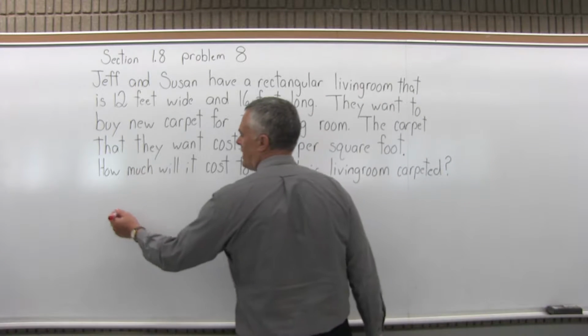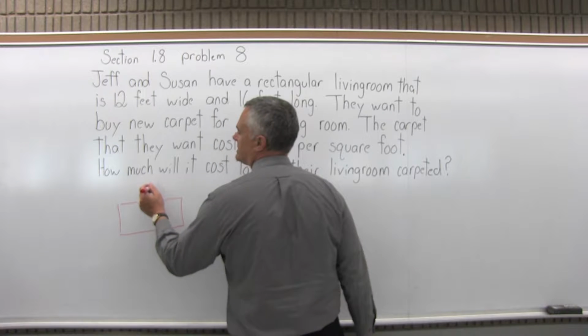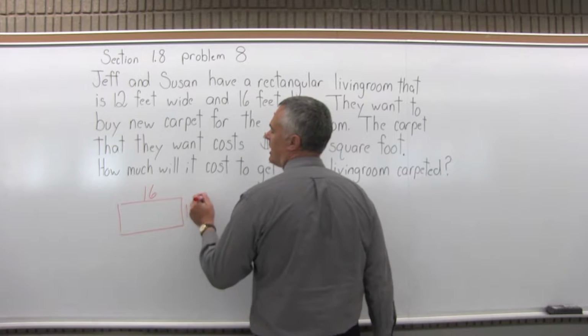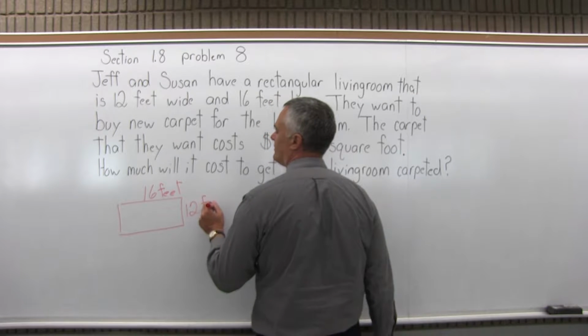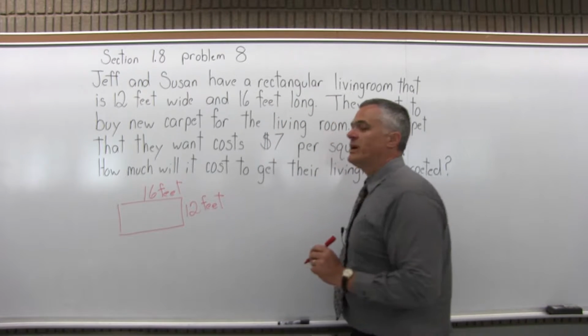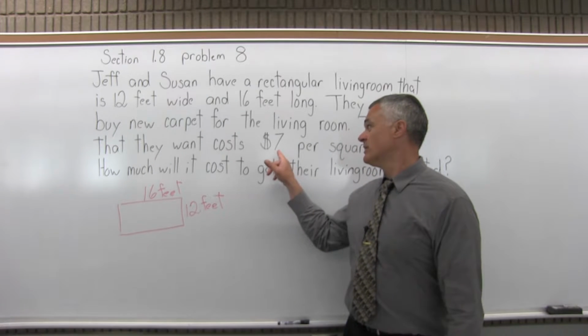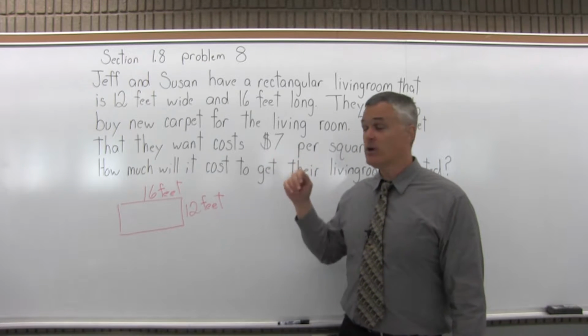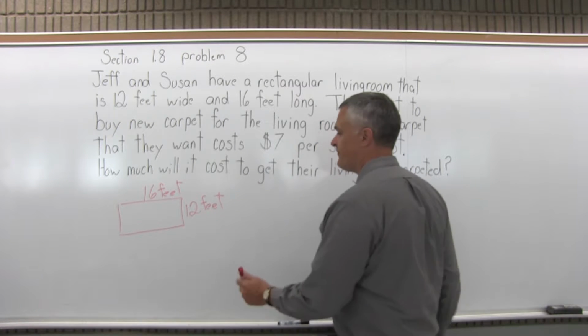So, I think it always helps if you draw a picture. Let's say this is their living room. It's 16 feet long, 12 feet wide. So what we have to do is find out how many square feet their living room is and multiply that number of square feet times the price per square foot. So how many square feet it is, that's the area.